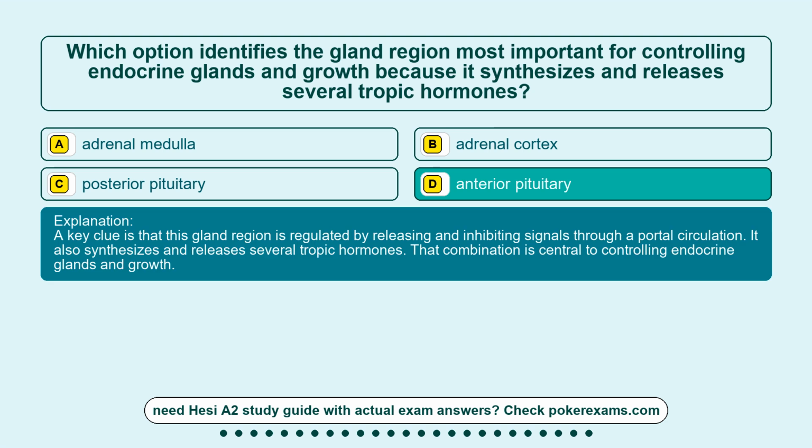A key clue is that this gland region is regulated by releasing and inhibiting signals through a portal circulation. It also synthesizes and releases several tropic hormones. That combination is central to controlling endocrine glands and growth.